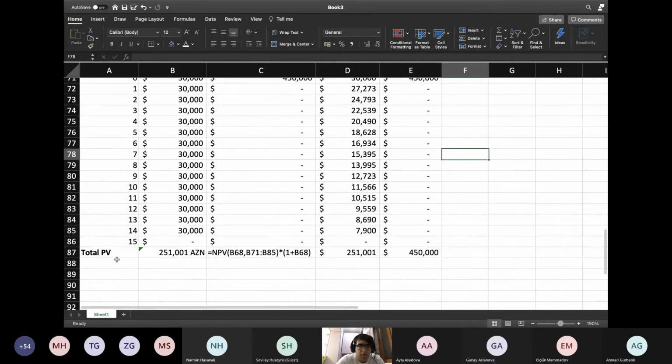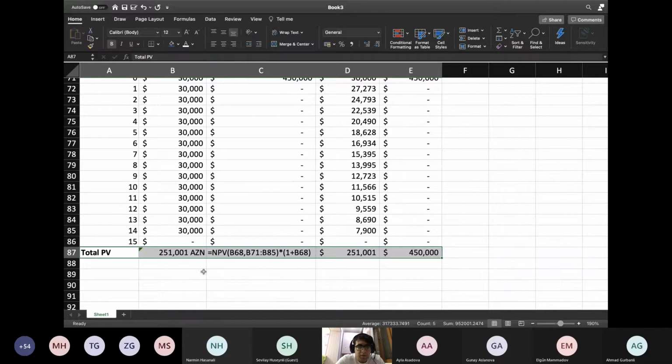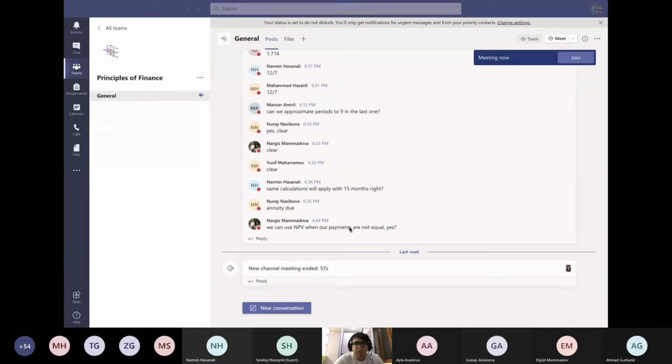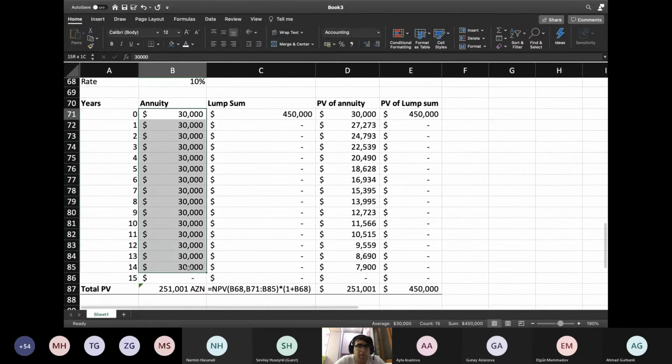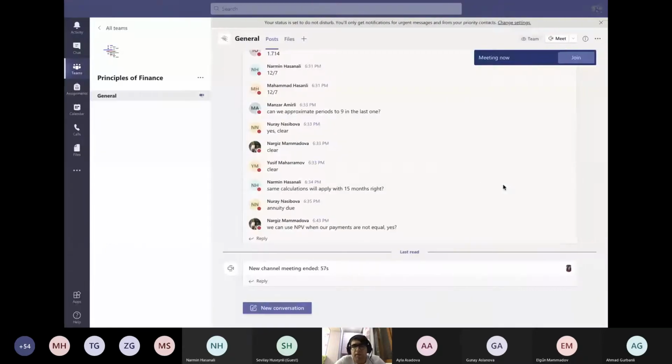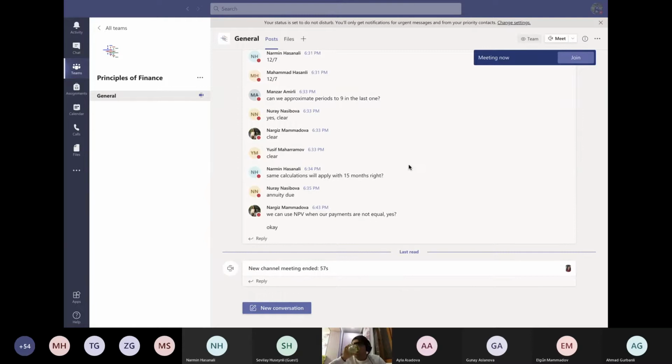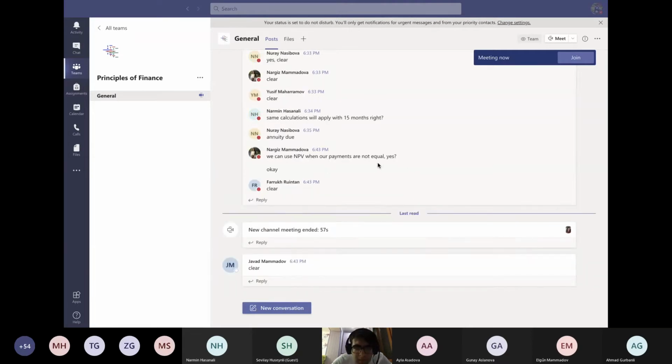Okay, great. Any other questions? Same calculations, and we can use NPV when our payments are not equal. Yes, are not equal, yes, because it doesn't matter actually. I used NPV here for equal payments. I will tell you what NPV is, guys, don't worry, at the end of the session. Any questions up to now? I see there is no question. So we can continue.